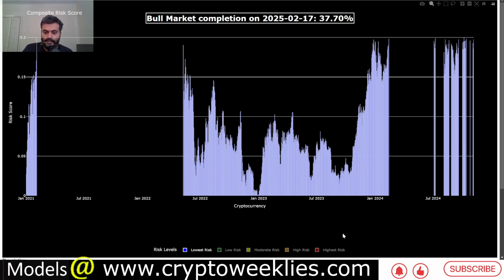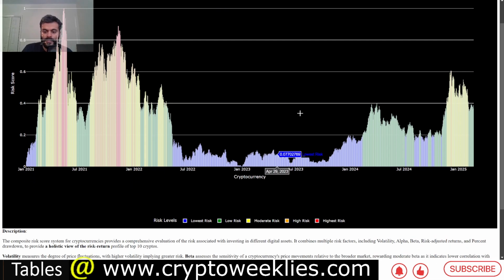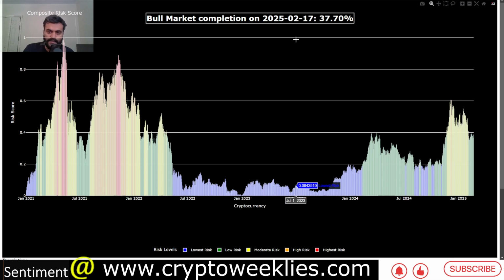Again, this takes into consideration price action of the top 100 cryptos and how they are doing with respect to risk factors such as volatility, alpha, beta, Sharpe ratio, or risk adjusted return, and percent drawdown. So that helps to provide a holistic view of the market. Again, the risks have cooled off quite a bit.